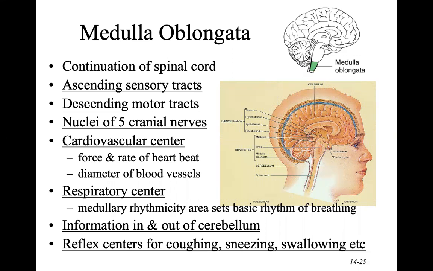And the reason why this is so important is because at the level of C1 and C2, where the medulla oblongata is, there's the nuclei of 5 cranial nerves: 12, 11, 10, 9, and 8. You should know the cranial nerves by their names and by Roman numeral. We'll go through them. The medulla oblongata is an extremely important part. It's the cardiovascular control center. It is the respiratory center.